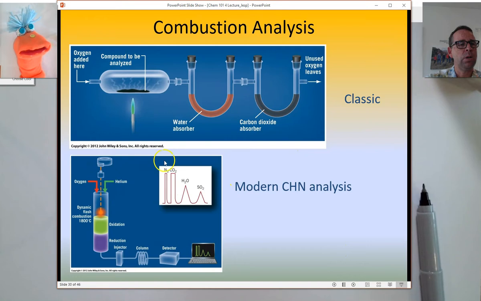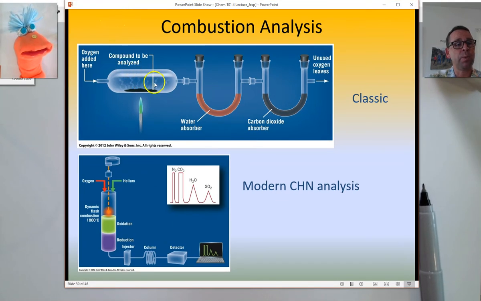So this is a kind of a schematic of how this sort of thing is done, a little cartoon here. Your organic compound is placed in here. Oxygen is flowed in this direction. We burn it in the presence of the oxygen. The fancy word for burning organic compounds is combustion, all right? Combining it with oxygen to produce carbon dioxide and water. So we combust it.